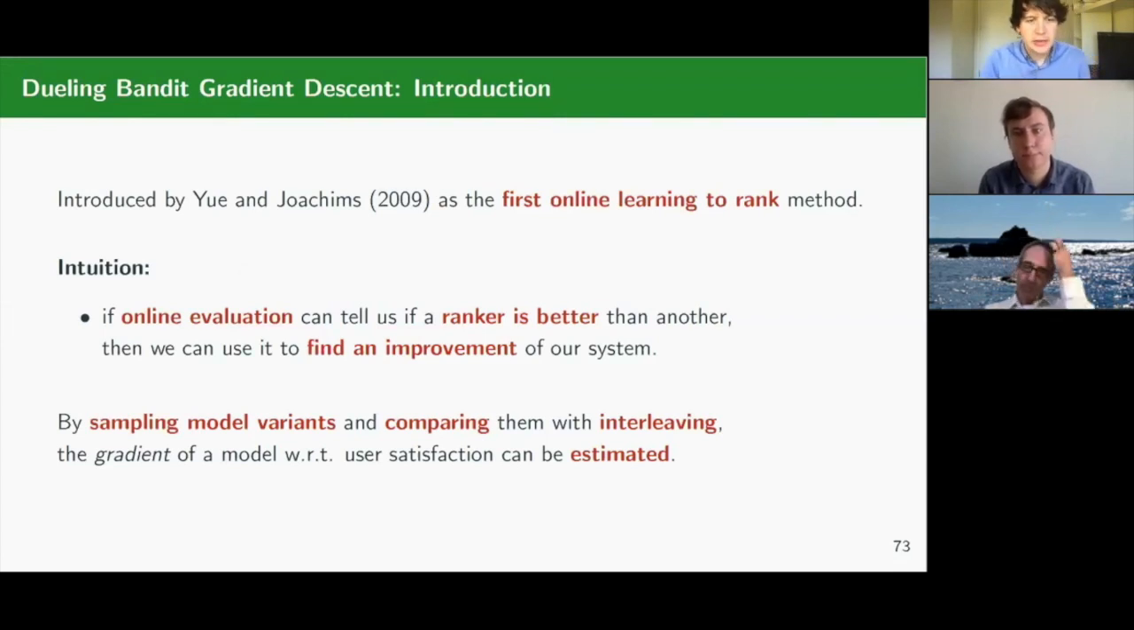The idea here is that if you have your ranking model, you can sample variations of that model, so models that rank slightly differently. Then you can use interleaving to see if ranking in a slightly different way leads to an improvement. By following that, sampling models and seeing if there are improvements, the idea is that you estimate the gradient of the model with respect to user satisfaction. So you can do optimization.